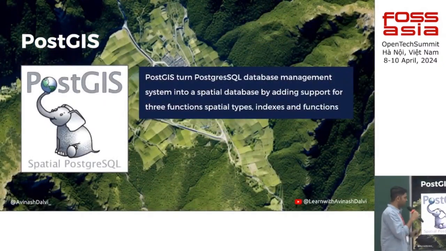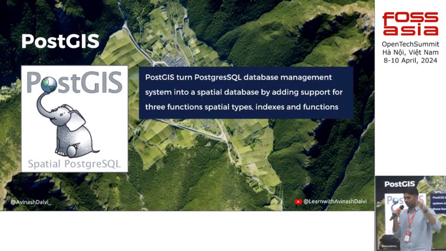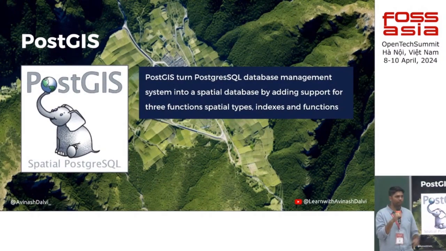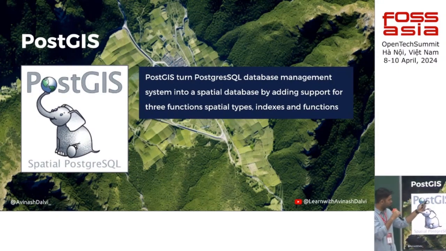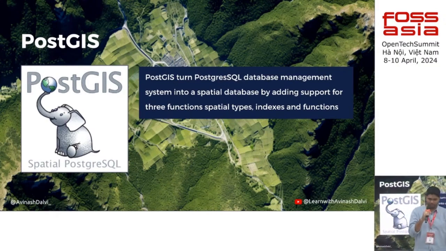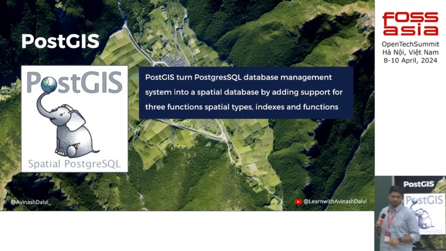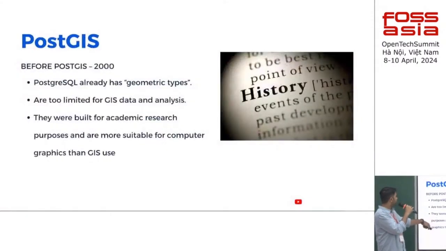So PostGIS is actually an extension of the Postgres database. You might have been learning about Postgres in this room for the last two days, right? PostGIS is an extension of the PostgreSQL database management system, which stores spatial data. It consists of types, indexes, and functions. I'll just skip this history, as we're limited on time.